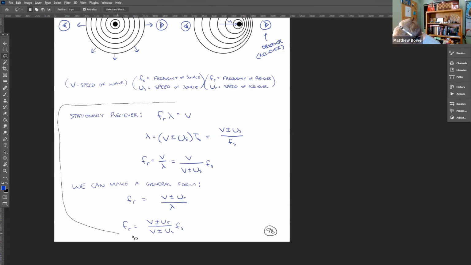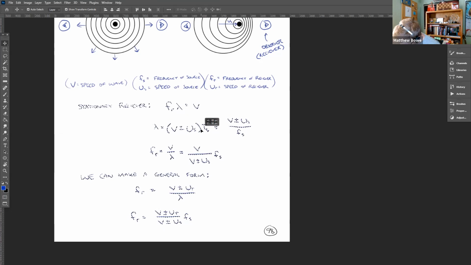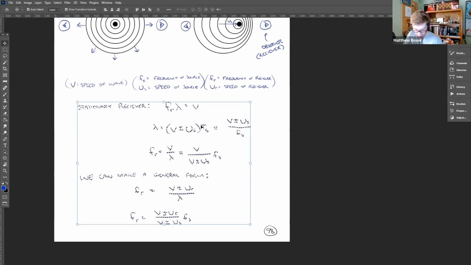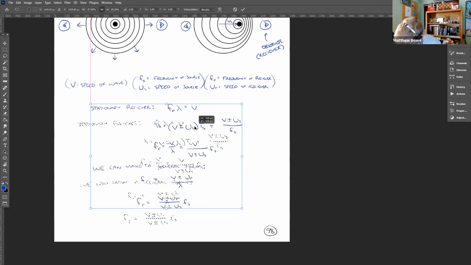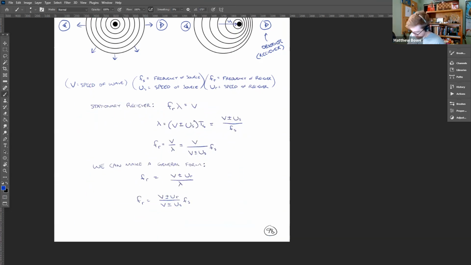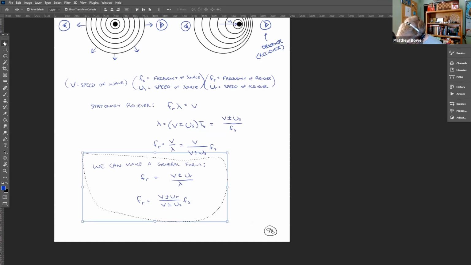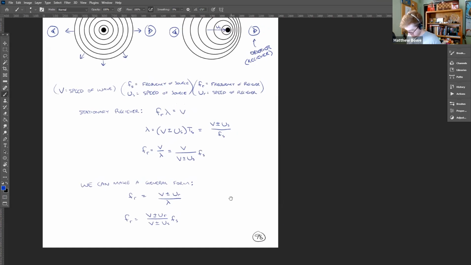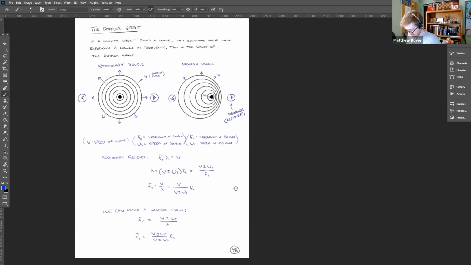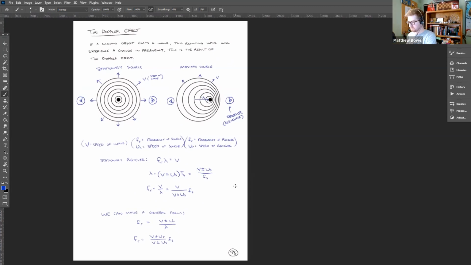Let me shrink all of this and make it look better. If we have a moving source or a moving receiver, we can determine what the frequencies were or should be. We could also determine how fast something might be moving if we already know some frequencies. Let's do an example to maybe show this in action.